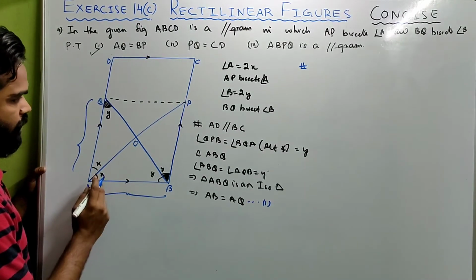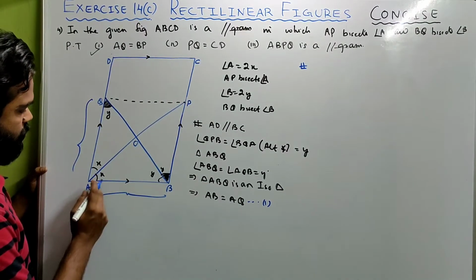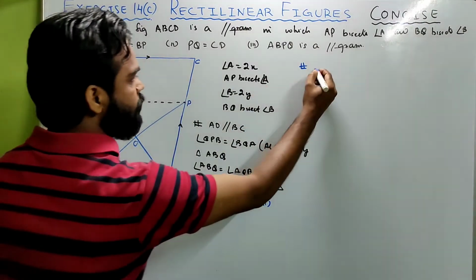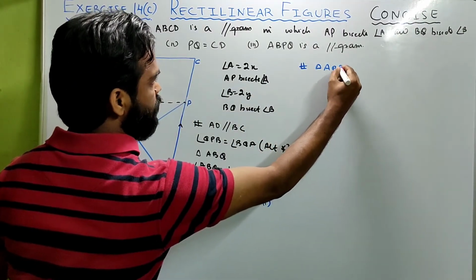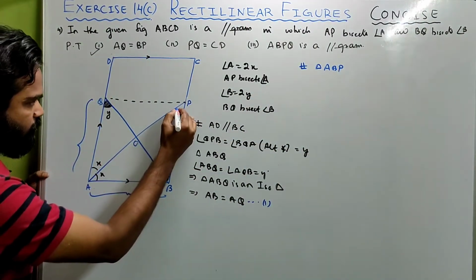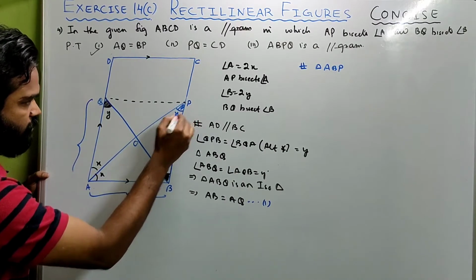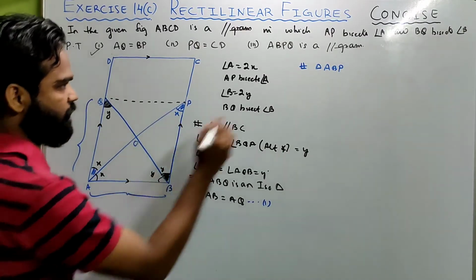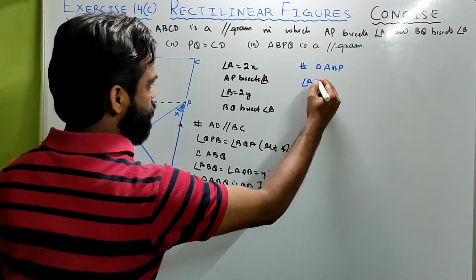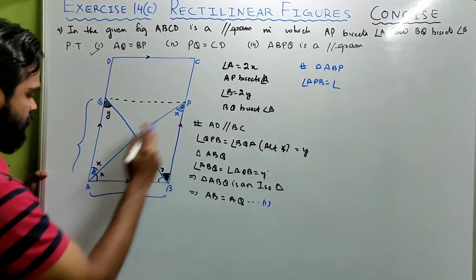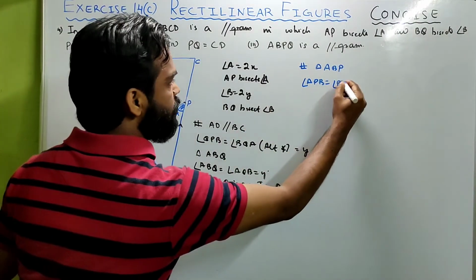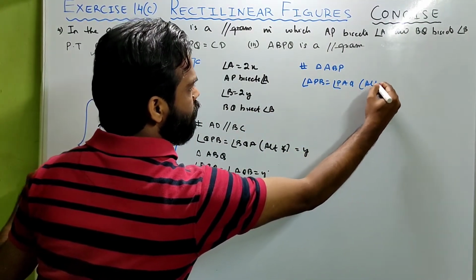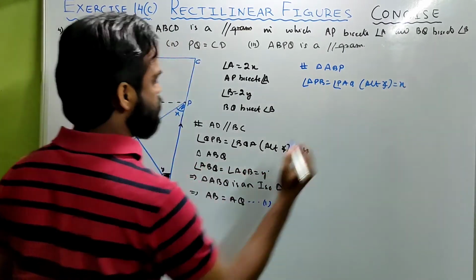In triangle ABP, look over here. This is x, so this has to be x, isn't it? Because this is x. Angle APB is equal to angle PAQ. That's alternate angle. That is equal to x.